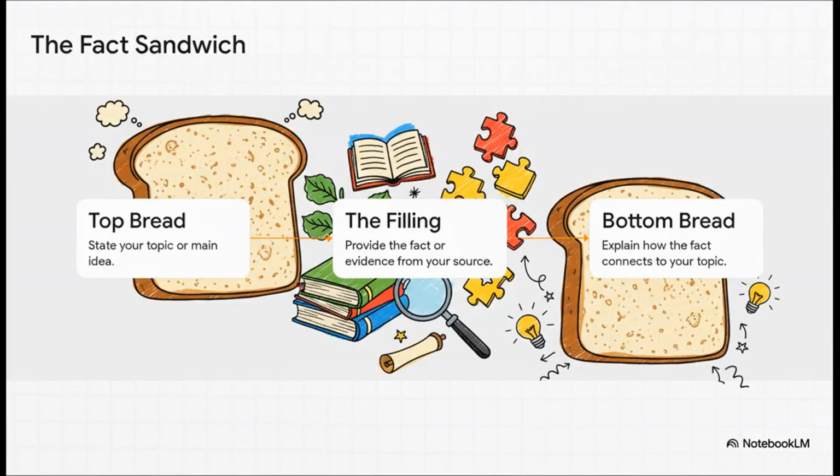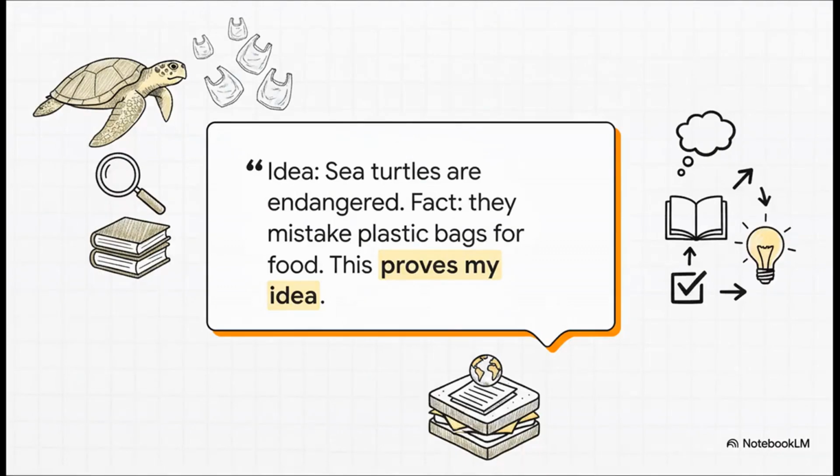The process is so simple. The top slice of bread, that's their main idea, their topic sentence. The filling in the middle, that's the cool fact or piece of evidence they found. And that bottom slice of bread, that's their own explanation, connecting that piece of evidence right back to their main idea. Modeling this with a think aloud is absolutely key.